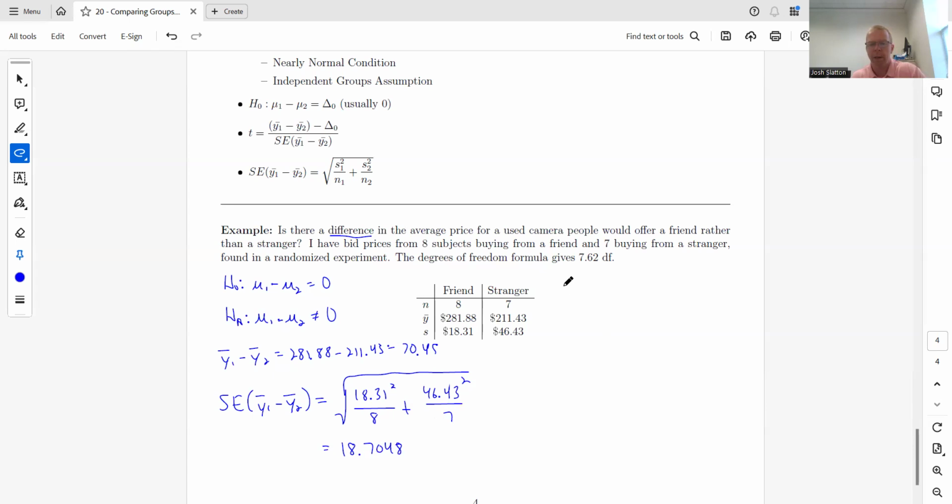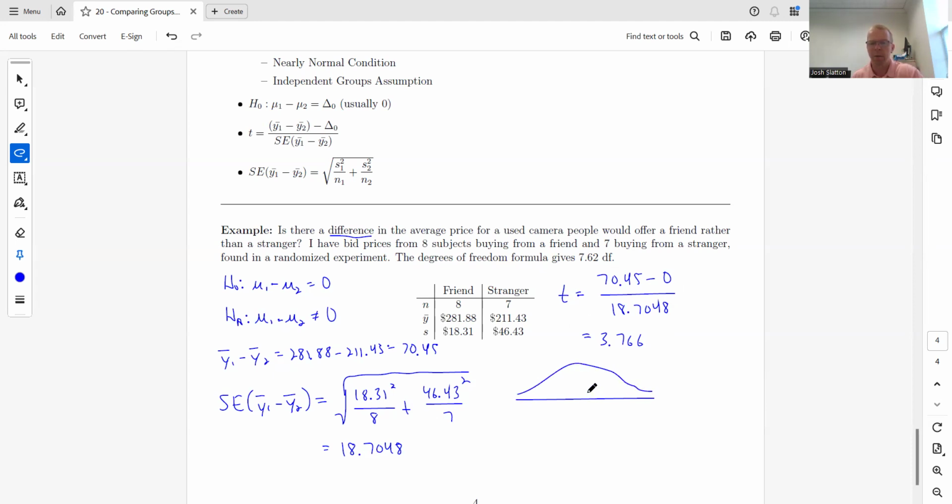We need to find our test statistic now. So that will be the difference in the sample means, 70.45 minus 0, over the standard error. And we get 3.766. And so we see we're substantially more than 3 standard errors away. So this is going to be a very small p-value, but we can go ahead and find that.